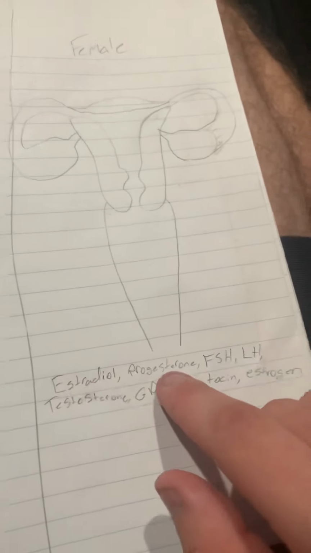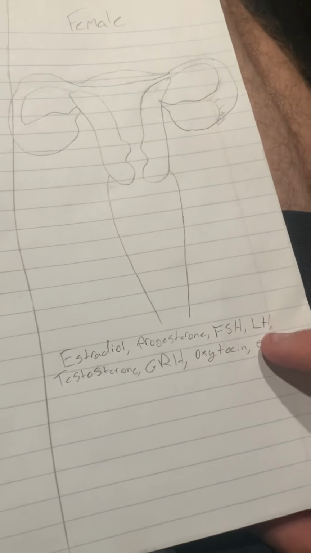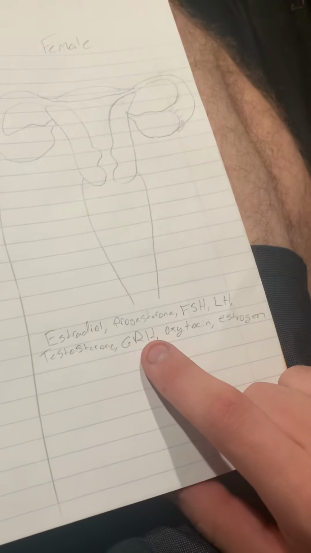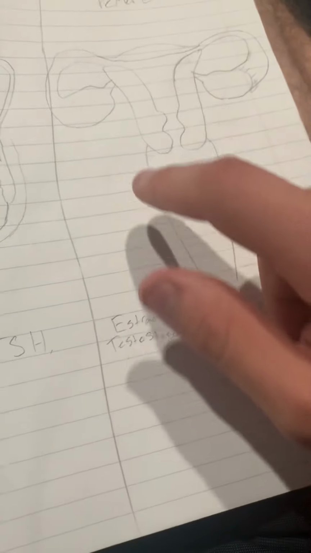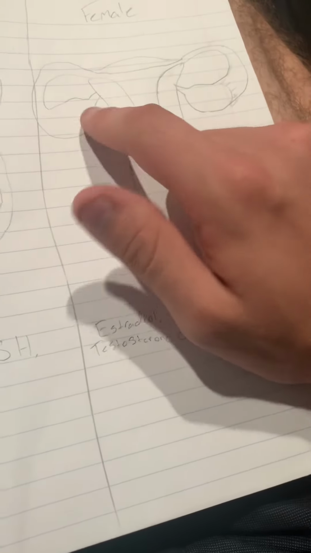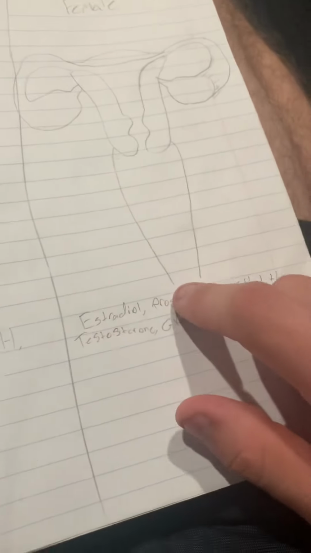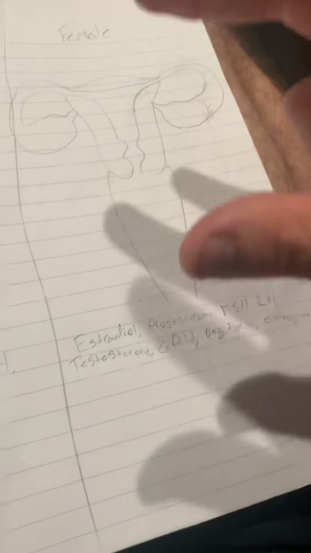Now over here for females, we have estradiol, progesterone, we have the follicle stimulating hormone again, we have the luteinizing hormone again, we have actual testosterone, we have our gonadotropin release hormone again, and we have oxytocin and estrogen. Now estradiol is located here in the ovaries, and it takes the job of helping to mature the eggs. Progesterone prepares the body for pregnancy, and this kicks in causing the period.